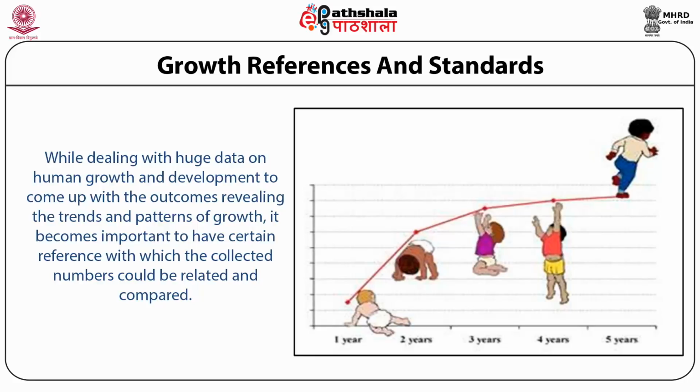effectiveness. Growth standards and references describe the standards for constructing the following charts, that is length or height for age, weight for age, weight for length, weight for height, and BMI for age.